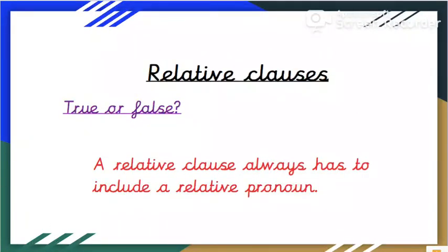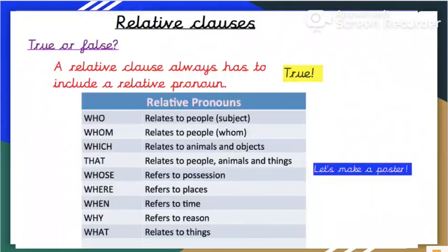Okay, now we're going to play a little game of true or false. So, true or false? A relative clause always has to include a relative pronoun. So pause the video here, you can go back to other parts of the video, or you can go and look at the slideshow to look at what we've already looked at, if you're not sure. But think about, do you think it's true or false, and why? So it is true. A relative clause always has to include a relative pronoun, and here are the examples of relative pronouns. And we've got the relative pronouns down here, and then we've got when you would use them.